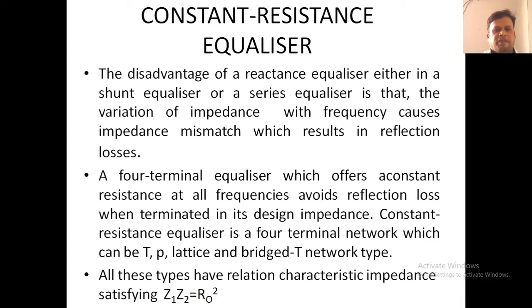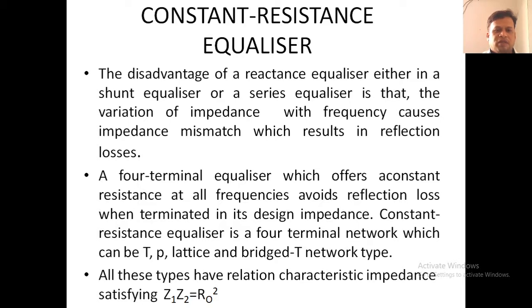So, these types of equalizers are discussed in the class, and today we have discussed a number of things: the constant resistance equalizer, the full shunt equalizer, the full series equalizer, and also the series equalizer. The equalizer is also a network, a network which makes sure that distortions are reduced, impedance mismatching is not there, and losses are also reduced. All these things need to be maintained in the circuit for all the networks, that is T, pi, lattice and bridged network type.